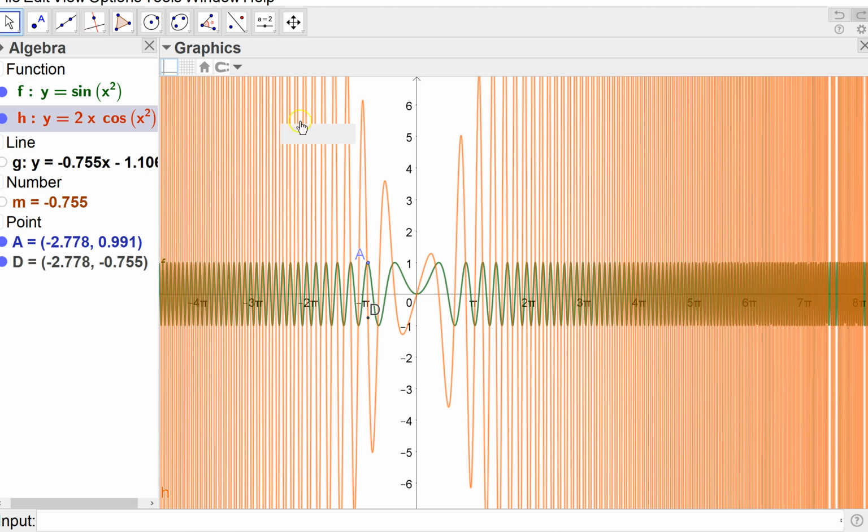So, hope that helps. We basically looked at using the chain rule on trig functions.